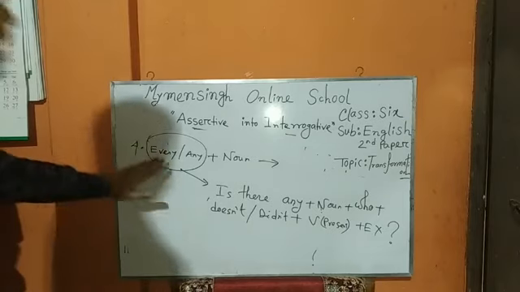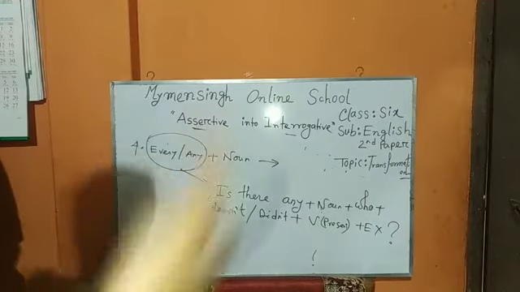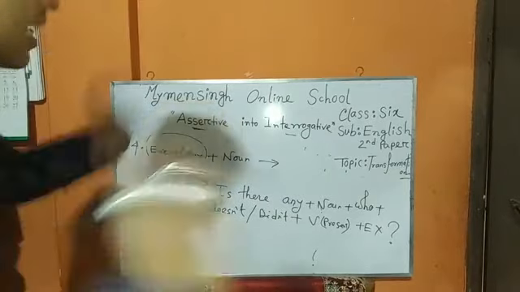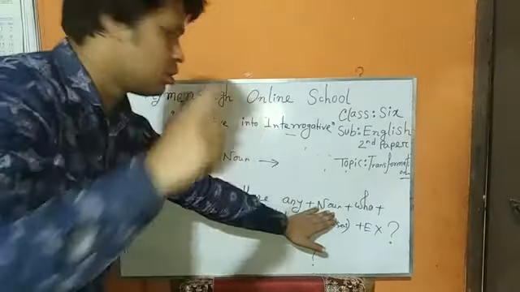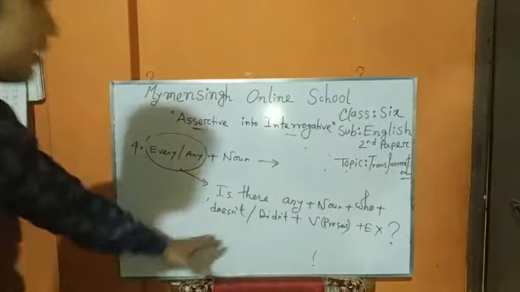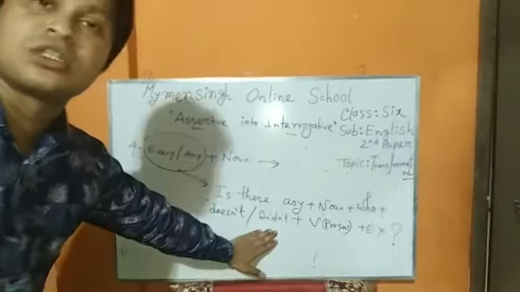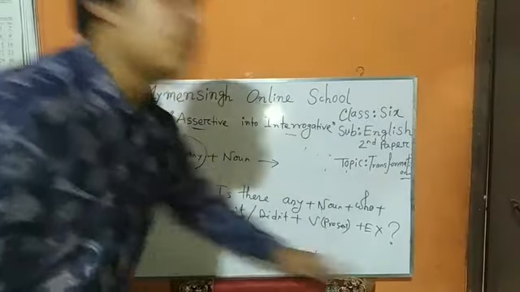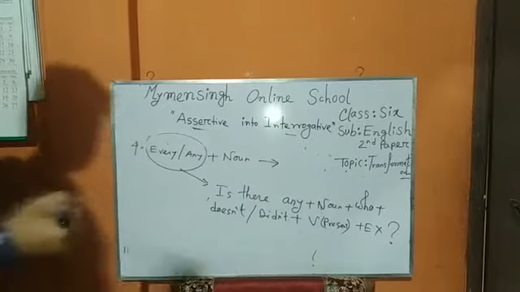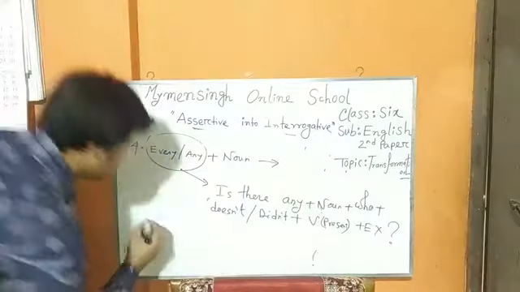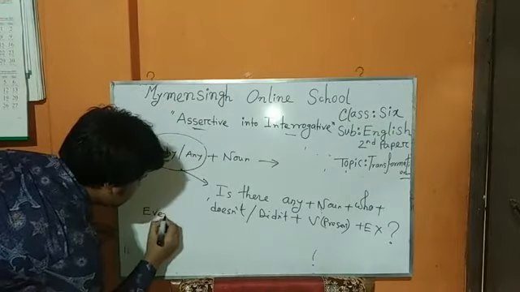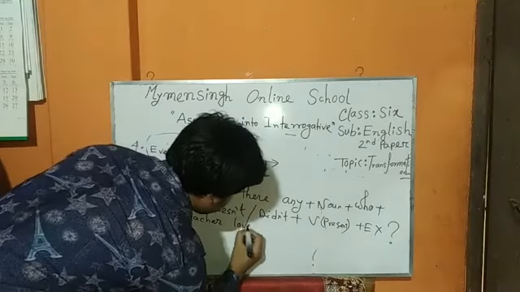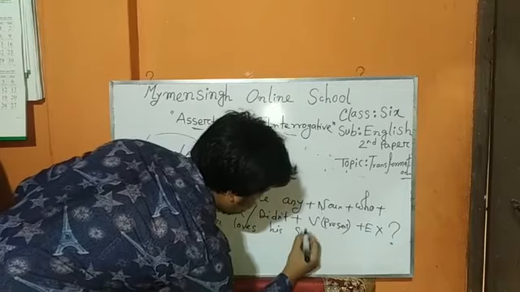But if we find every or any plus noun, then what will be the answer? You have to change this every or any by is there any. After that we have to use that noun. After that we have to use who. After that we will use doesn't or didn't according to tense. After that we have to use the present form of the verb, and then the extension. What will be the example? The example will be: every teacher loves his students.